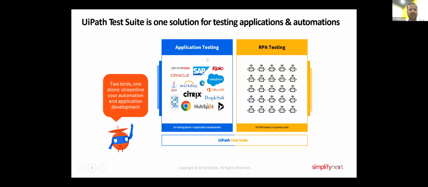UiPath Test Suite is one solution for testing applications and automations. We can do the testing of our existing processes, existing robots. Companies having more than 50 robots always have a challenge. If any application change or any change request happens, they always do manual testing.